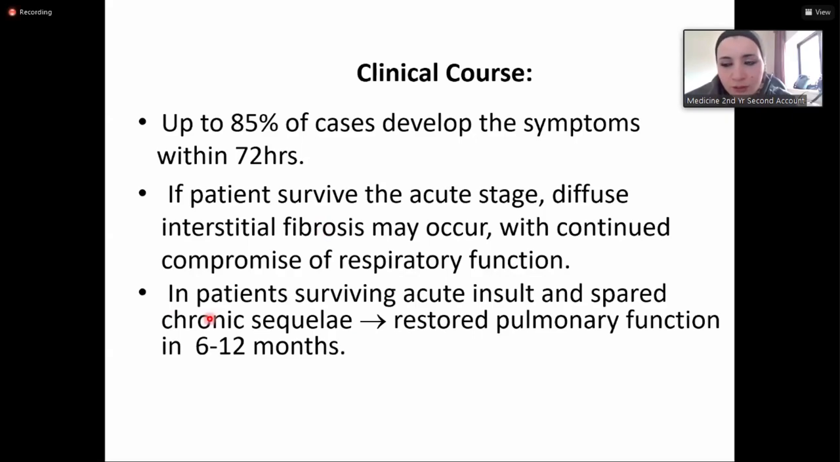alveolar damage وما صار في عندهم exposure prolonged exposure للtoxic substances أو للسبتيسيميا or whatsoever they have restored pulmonary function يعني برجعوا للnormal within 6 to 12 months. So a group يكون في total resolution, group بيكون في they end up having interstitial fibrosis and a group who die from the first phase, the acute phase.